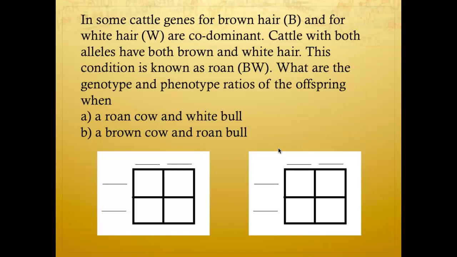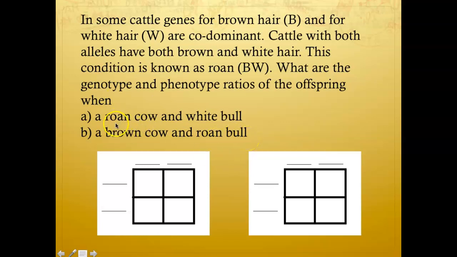Okay, in some cattle, genes for brown hair, capital B, and for white hair are codominant. So these two alleles are going to be codominant, equally dominant. Cattle with both alleles have both brown and white hair. This condition is known as roan. What are the genotype and phenotypic ratios of offspring when a roan cow and a white bull mate, and also when a brown cow and a roan bull mate?